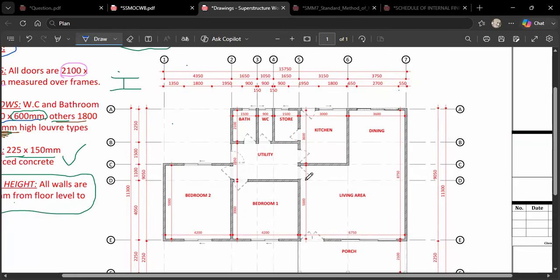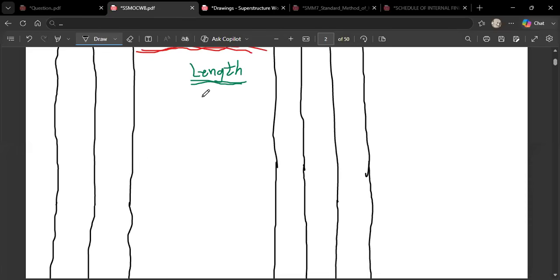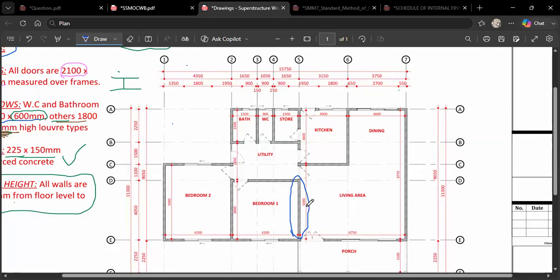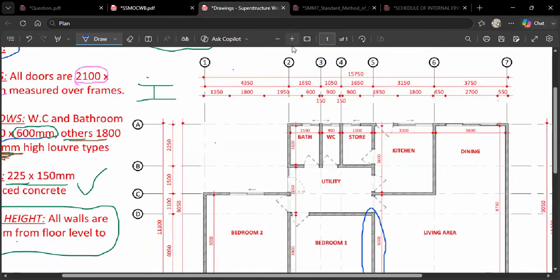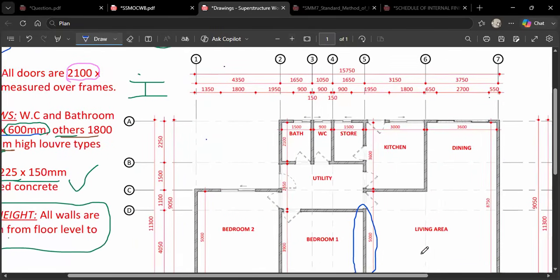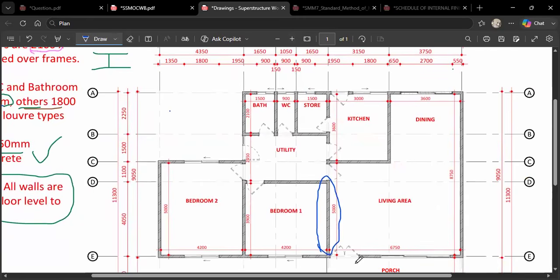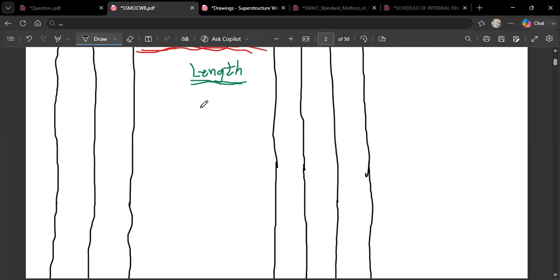Let's start with this one. Look at any one I pick, I'll just underline it like this. This is 500. Okay, so I'm going to write it over there. Look at it, it is 5,000. So 5,000 divided by 1,000, we get 5.00. So it's going to be 5.00.